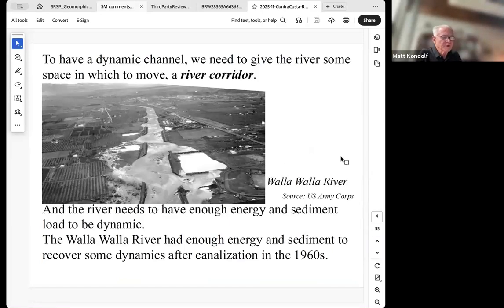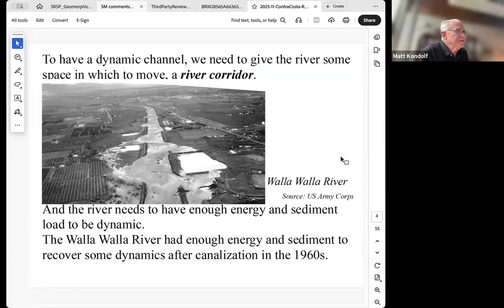Now, there are some places where you can't, even if you gave the river room, it wouldn't be able to do much for itself because it doesn't have the energy and the sediment load. You need both the room for the river to be able to function, move around, and flood, and the energy. And this is an example of a river that obviously has the energy. It's the Walla Walla River in eastern Washington.